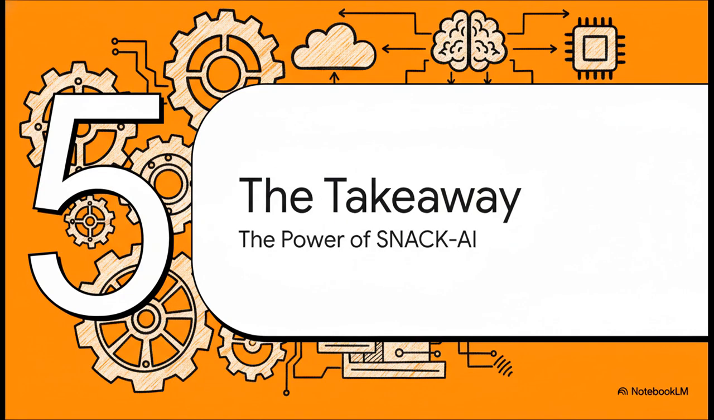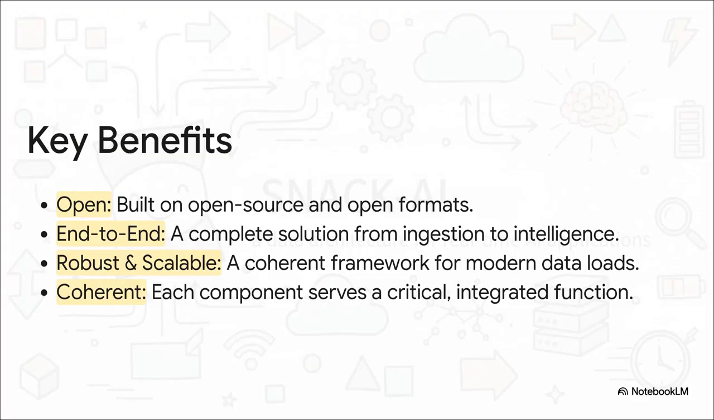So when you put it all together, what's the big takeaway? Why should you care about an architectural pattern like this? Let's quickly sum up the real power of the SNACK stack. The benefits are pretty clear, right? First, it's open. It's built on open source tech and open formats, so you're not locked in. Second, it's end-to-end. It's a complete package, from the moment data comes in to the moment you get intelligence out. It's also incredibly robust and scalable, designed from the ground up to handle today's insane data loads. And finally, it's just so coherent. Every single piece has a critical job to do, and they all work together seamlessly.